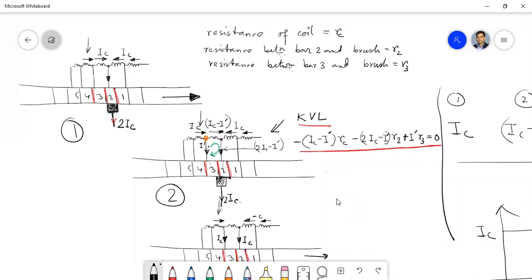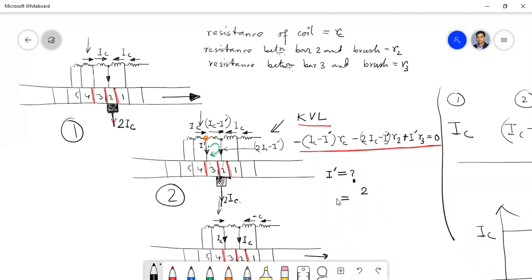Now from this you try to find out the value of I prime, because that is the variable here. You find out the variable I prime. You just tell me what is the value of I prime from this KVL. Follow?